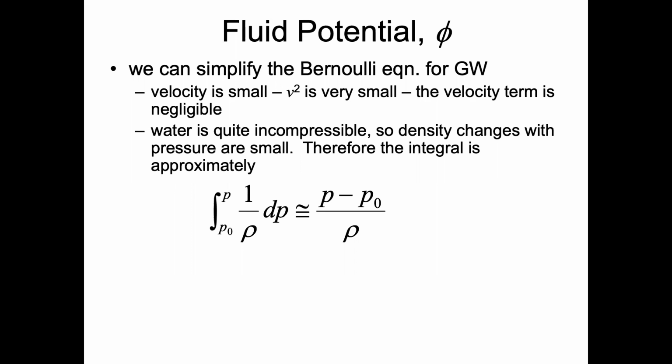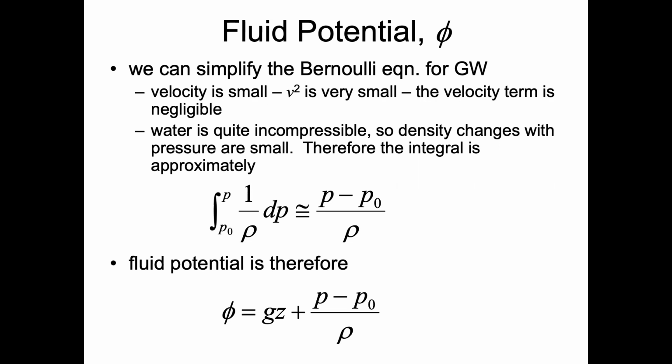The second one is that water is quite incompressible. So density changes with pressure are really small. Because of that, we can approximate the integral as just the change in pressure from our datum to our point of interest divided by the density. Again, we have small velocities that allow us to reduce the equation. And because water is incompressible, we also get to reduce the equation.